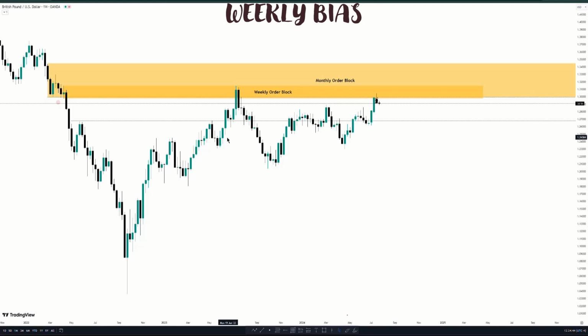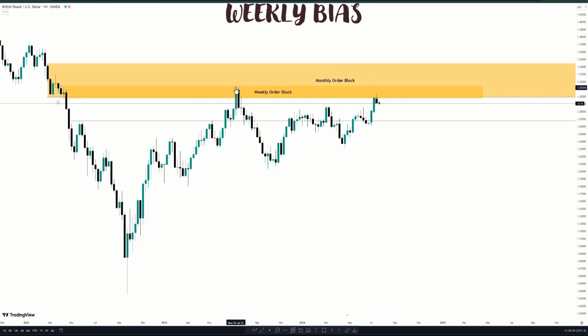Now, I want to talk about why I marked this order block right here. It was lying perfectly with the monthly order block. So there are certain times where everything just lines up. Those are times where you take very, very high quality trades with a lot of confidence. You can see here, the market reacted to that order block. It was mitigated here, but it's still valid as long as there's no candle that has closed above that weekly order block. So this is still valid.